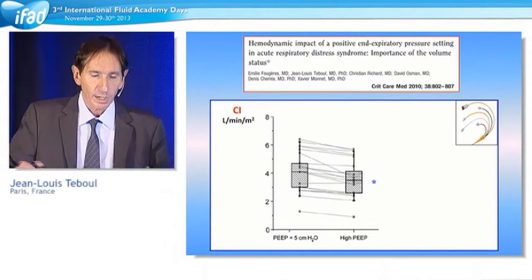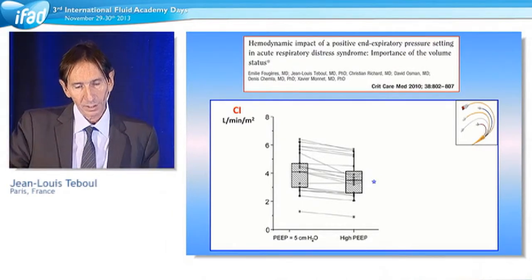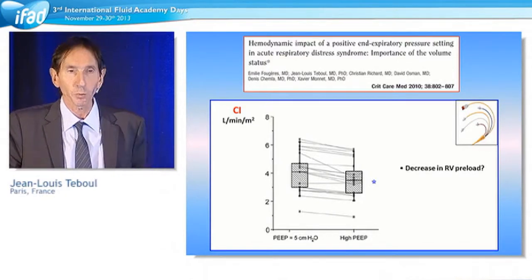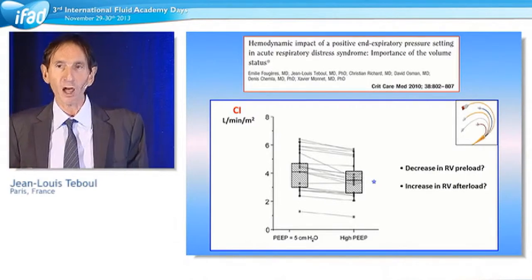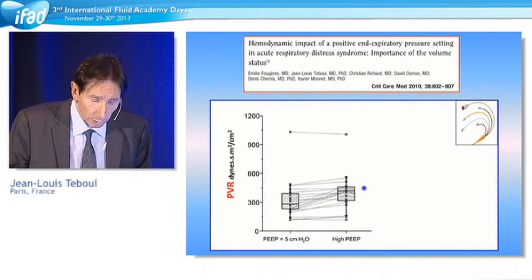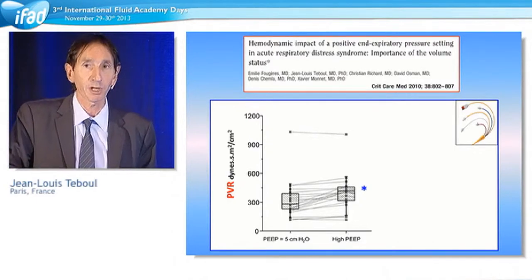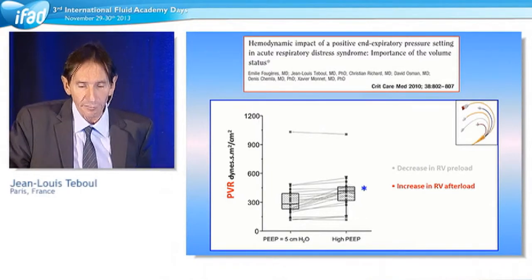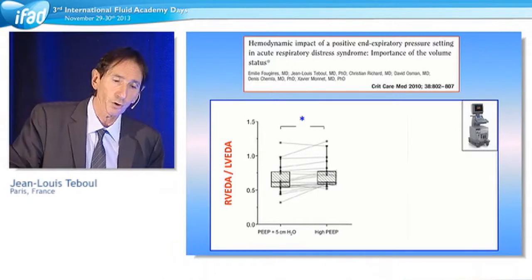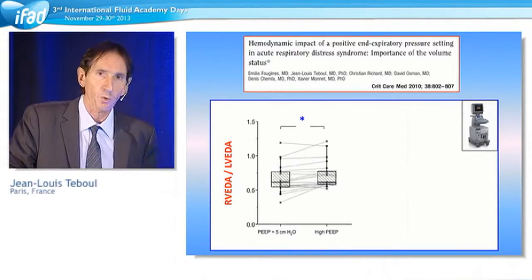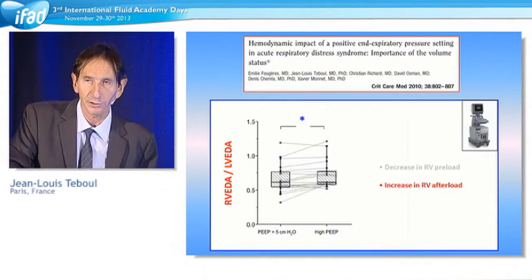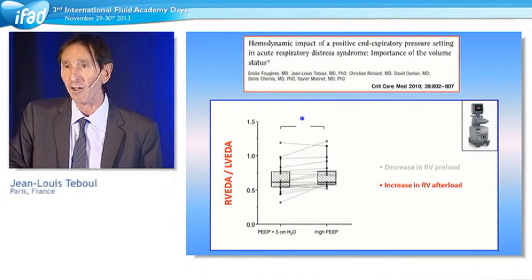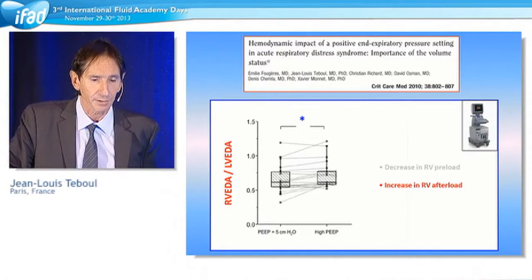What we found, when we used high PEEP, we observed a decrease in cardiac index. And this could be due either to a decrease in right ventricular preload or an increase in right ventricular afterload. But we also observed an increase in pulmonary vascular resistance. So probably it was due to the increase in right ventricular afterload. And also we measured an increase in the ratio of the right ventricular end-diastolic area over the left ventricular end-diastolic area. So this confirms that probably PEEP increased the right ventricular afterload. And this is why cardiac output decreased.